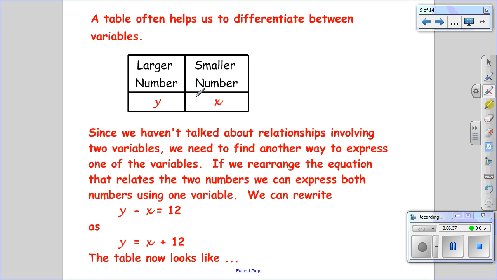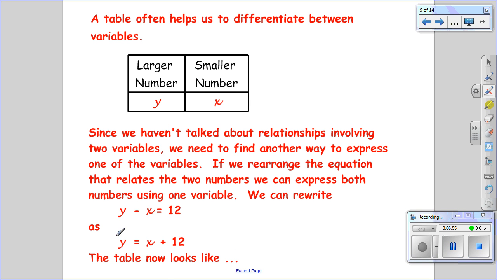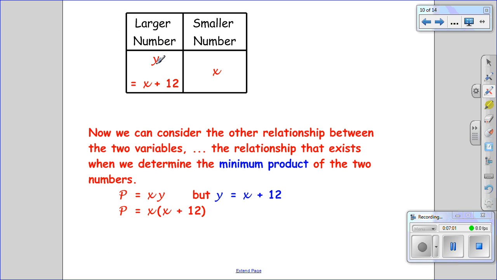If I look at that, I don't want to have an x and a y when I'm going backwards and looking for this minimum product. So I want to eliminate one of the variables. So if I rearrange this equation and I move the x from the left side to the right side, by adding x to each side, I can come up with the equation y equals x plus 12, and I can modify my table so it looks like this, where y equals x plus 12.